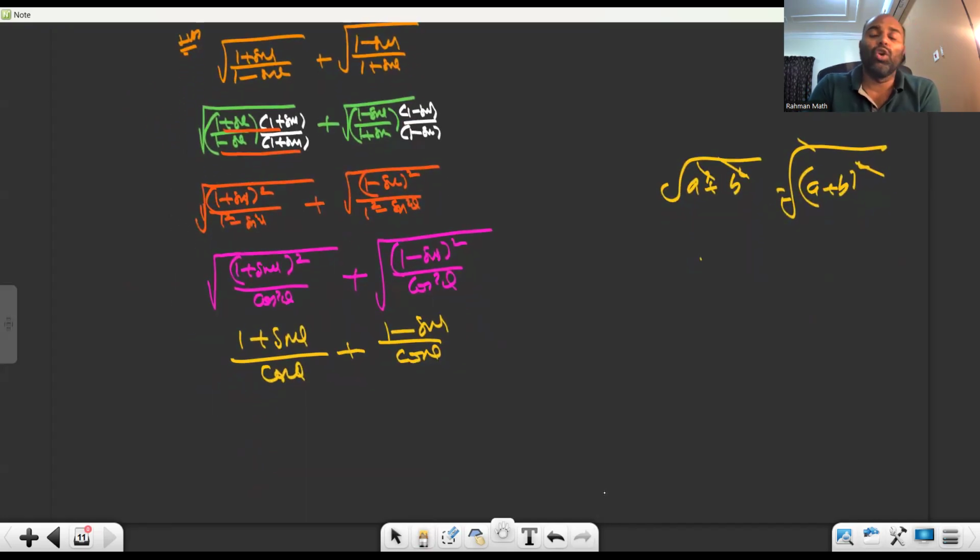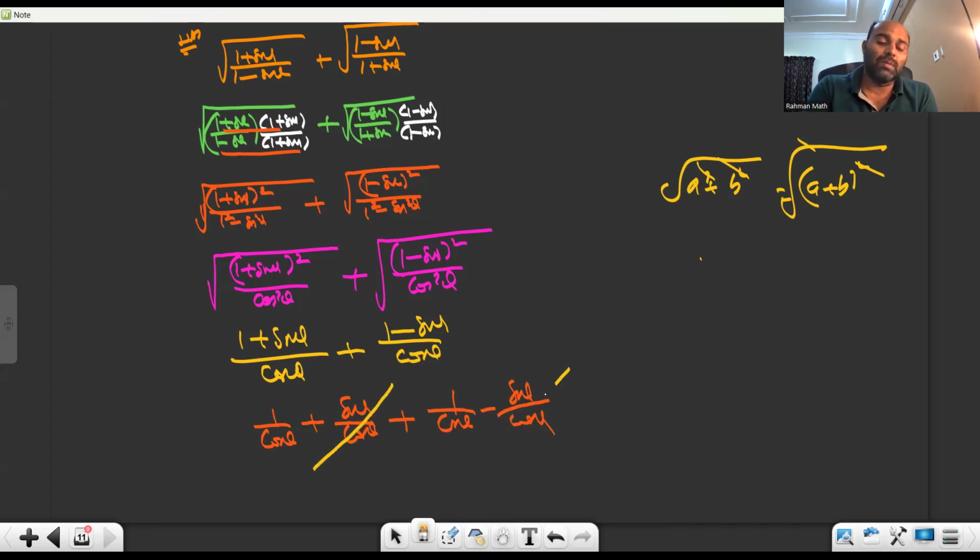Two ways are there. Either the denominators are the same and you simplify the numerator, or you can separate it: 1 by cos theta, sine theta by cos theta. Everything is fine. Here the denominators are the same, so you can simplify the numerator. Or you can write 1 by cos theta and separate: sine theta by cos theta plus 1 by cos theta minus sine theta by cos theta. So sine theta by cos theta you can cut. That is also an option. Or with the denominator the same, simplify the numerator. That is easy actually, but some tricky questions come at that time.